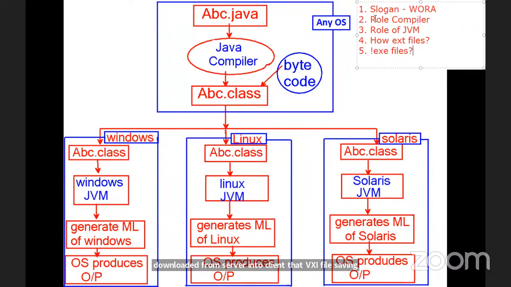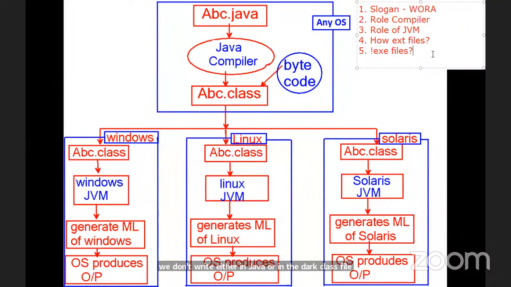So finally, tell me again, how many points did we understand? 5 points. What is the first point? What is the Java slogan? WORA: write once, run anywhere. That means either in the Java file or in the .class file, we don't write any single OS-specific character. That's why it is WORA.